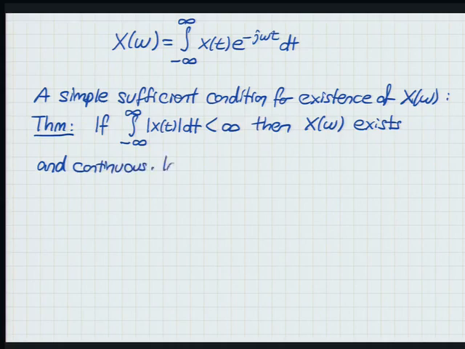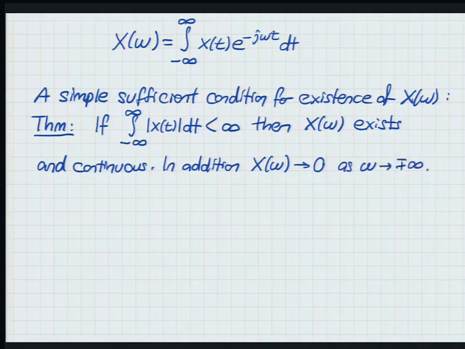In addition, you can also show that X of omega goes to 0 as omega goes to either positive or negative infinity. Okay? Again, this part is bonus. I never asked for those. I get them because I'm using a somewhat conservative condition. Okay? All right, so I'm not going to prove much. In fact, I'm not even going to get into the continuity and the limit being 0 properties.